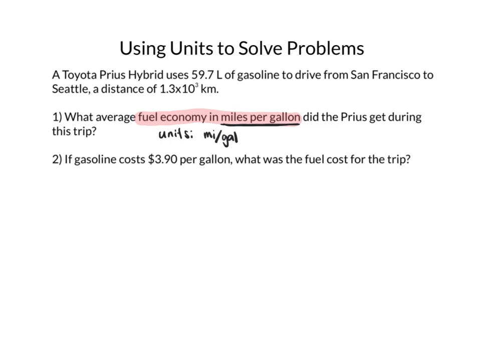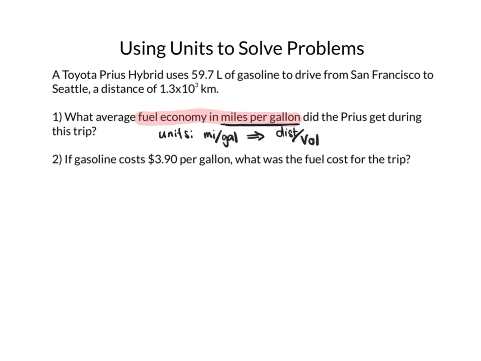So if we know what the units represent, so miles represent distance and gallons represent volume, then we know that what we want to do is take a distance and divide by a volume. So right now, our volume is not in the right units. It's in units of liters rather than gallons. And our distance isn't in the right units. It's in units of kilometers instead of miles.